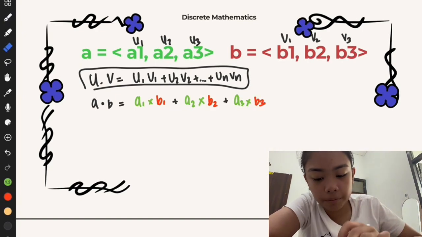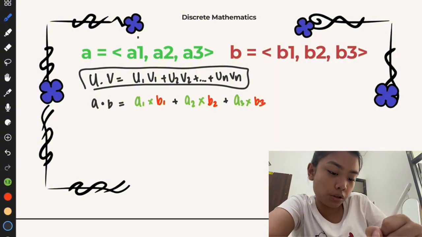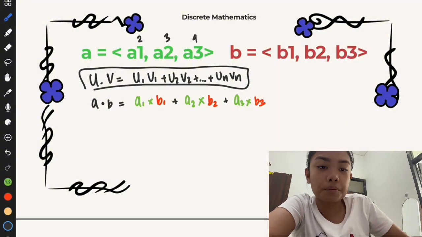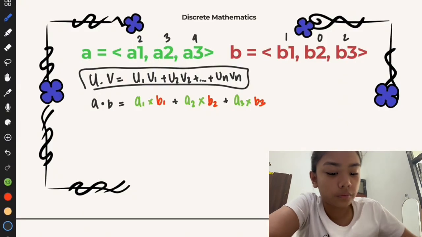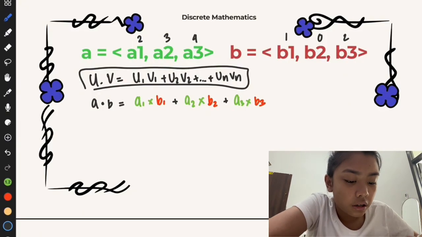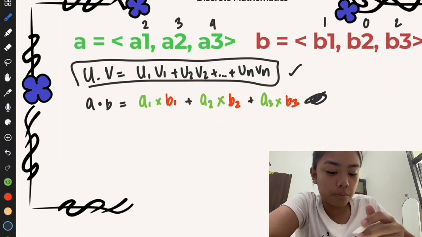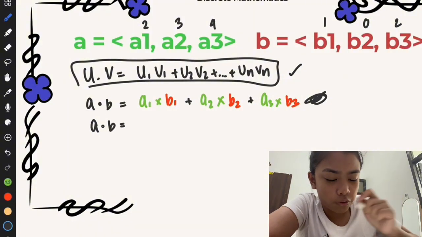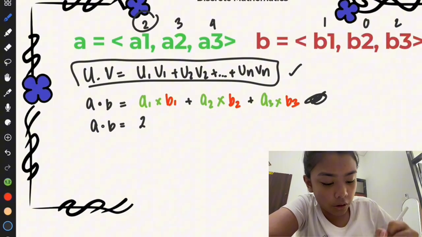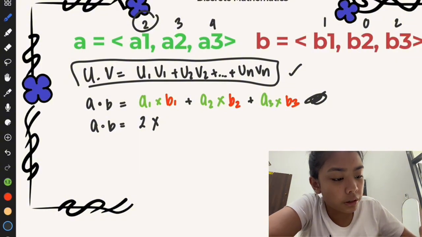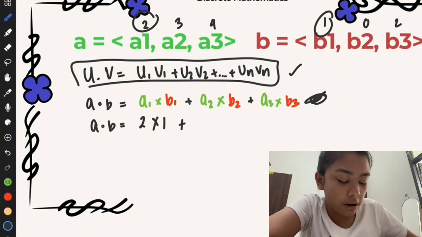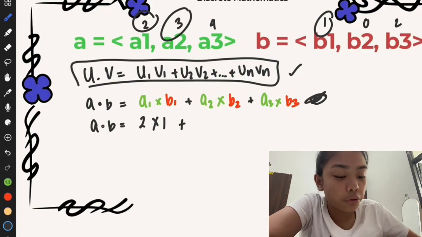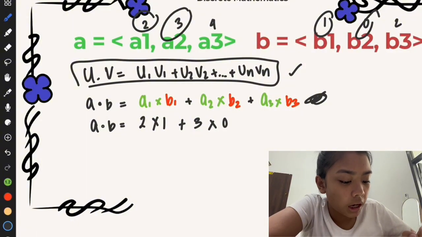So let's try with numbers this time. Let's say that A1 is 2, A2 is 3, and A3 is 4. Let's say B1 is 1, B2 is 0, and B3 is 2. Now that we have derived this from the definition, let's write it down with the numbers. A dot B: A1 is 2, times B1, which is 1, then we add A2, which is 3, times B2, which is 0.